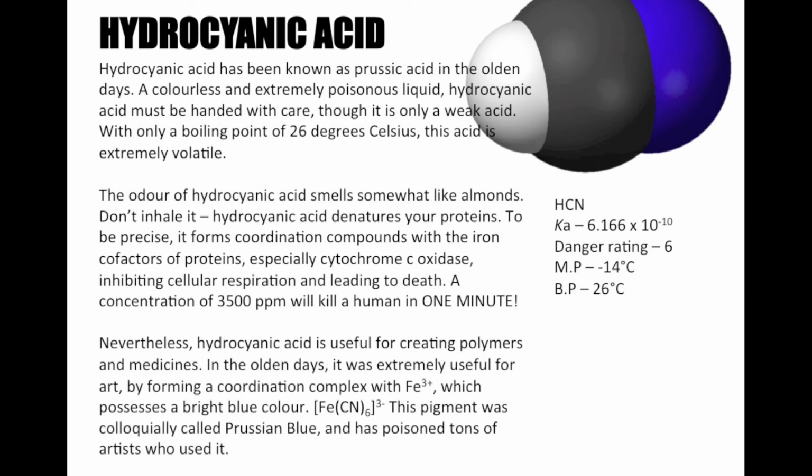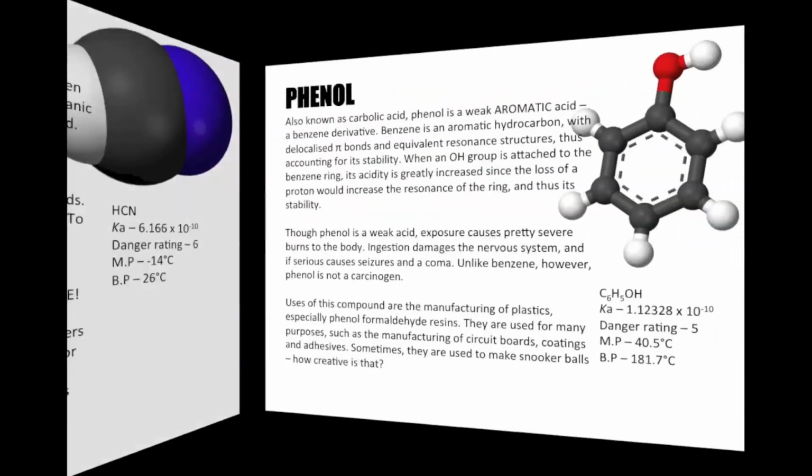Hydrocyanic acid was known as prussic acid in the olden days. It is a colorless, extremely poisonous liquid. Hydrocyanic acid must be handled with care, though it's only a weak acid. With a boiling point of only 26 degrees Celsius, this acid is extremely volatile. The odor of hydrocyanic acid smells somewhat like almonds. Don't smell it. Hydrocyanic acid denatures your proteins. To be precise, it forms coordination compounds with the iron cofactor of proteins.